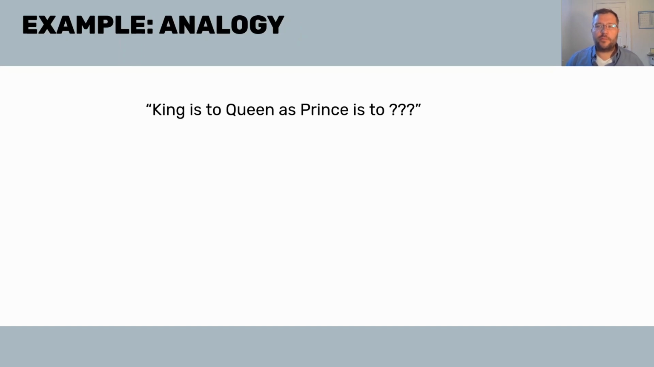Let's start first by looking at an analogy, and we're going to talk about the specific analogy king is to queen as prince is to blank. And we're going to show how to solve this using a vector symbolic algebra.